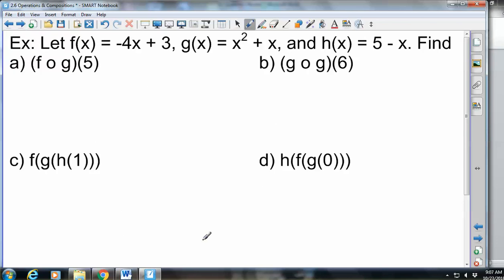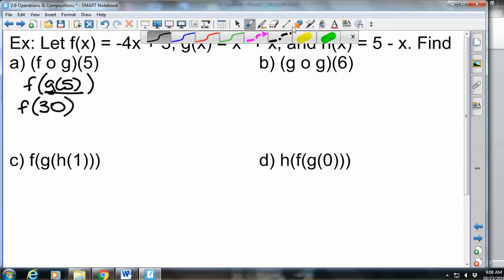Let's look at a couple more. Alright, so this first one, f composed with g of 5. That's f of g of 5. So start on the inside. G of 5. What do you get? 30. Whoa, 31. G, sorry.